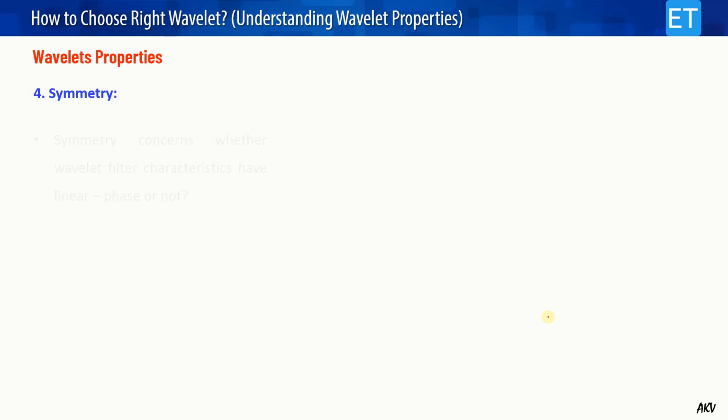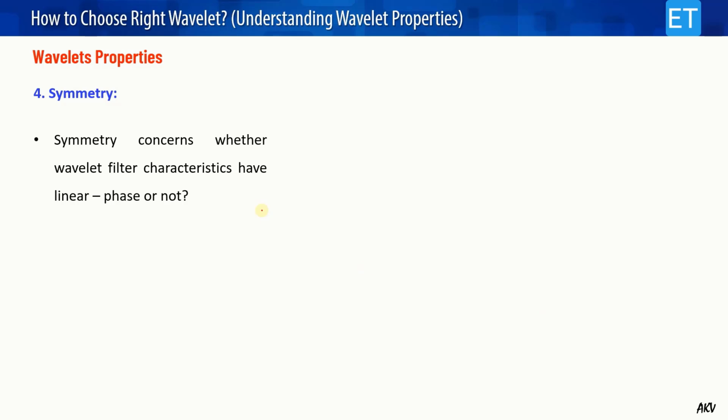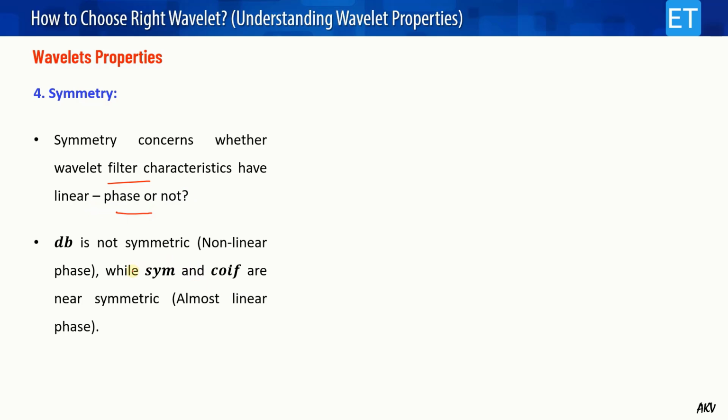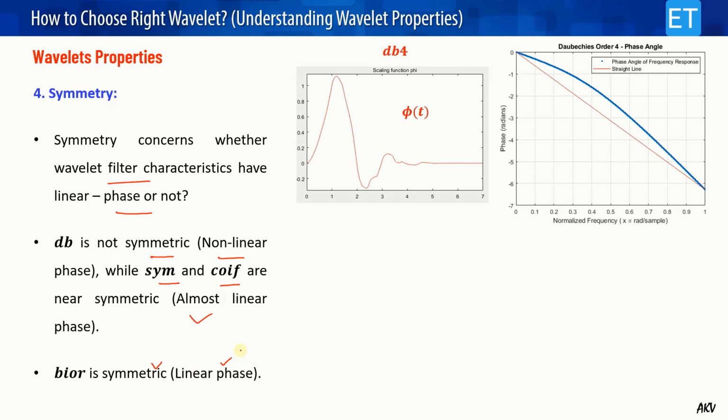And now let's see the symmetry, another very important one. The symmetry actually concerns whether the wavelet filter characteristics have linear phase or not. So the Daubechies is not a symmetric wavelet, it's an asymmetric wavelet. So it exhibits a non-linear phase angle, while the Symlet wavelets are also not symmetric, but they are near symmetric. So we get almost a linear phase from them. And biorthogonal is symmetric. So we get the linear phase angle from the biorthogonal wavelet family. So this you can understand with this example.